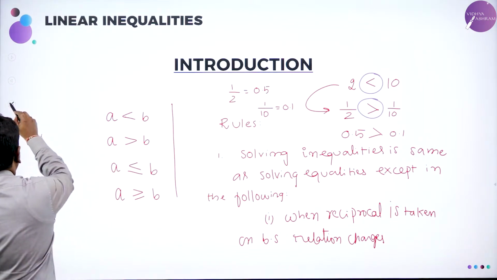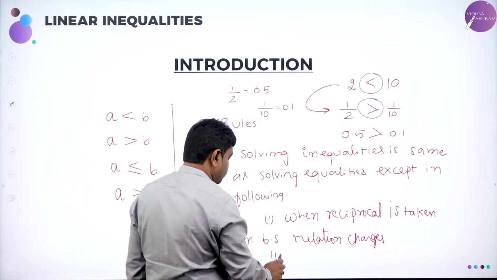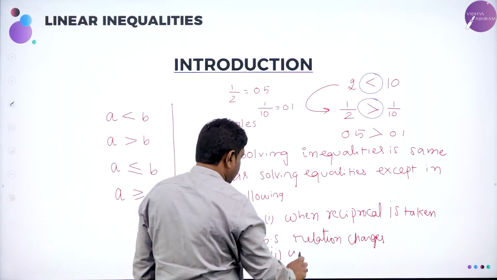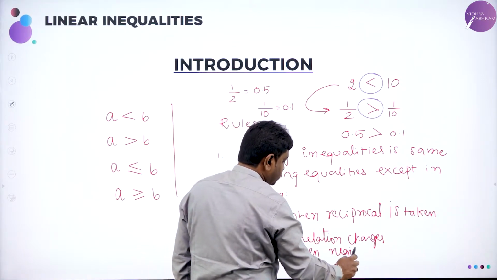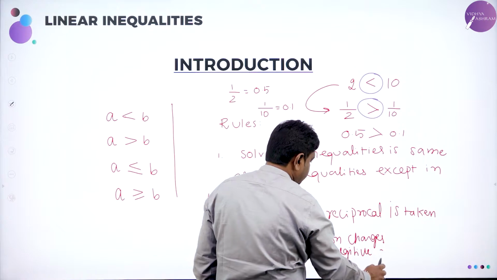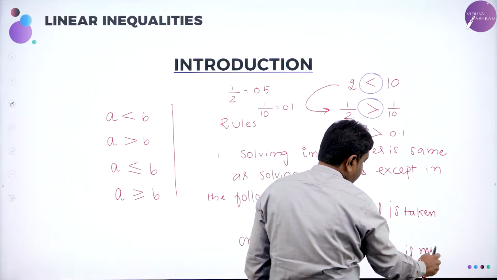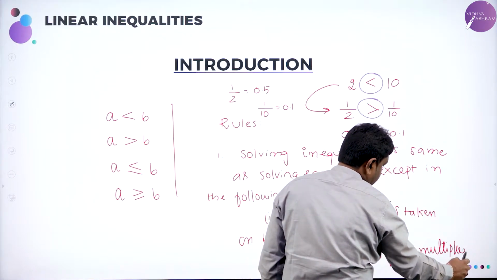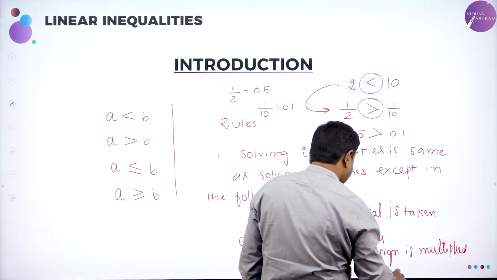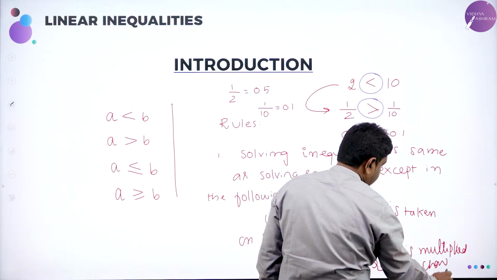Similarly, when a negative sign is multiplied on both sides, the relation changes. Again it reverses. The relation changes.